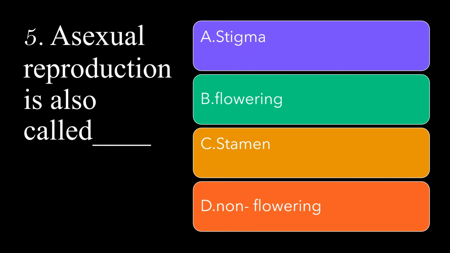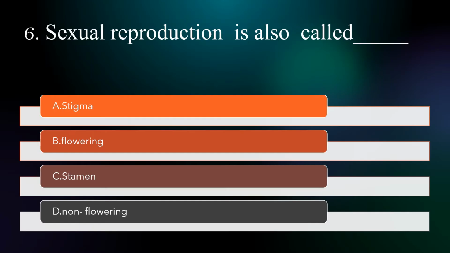So if the flower has a pistil and stamen, it means two parents, and they are also called flowering plants because the pollen grain can land on the stigma. If asexual, it means they have only one parent, and they are also called non-flowering plants.